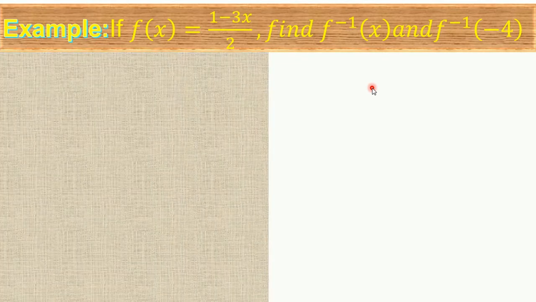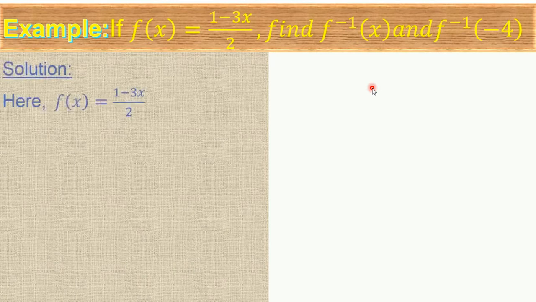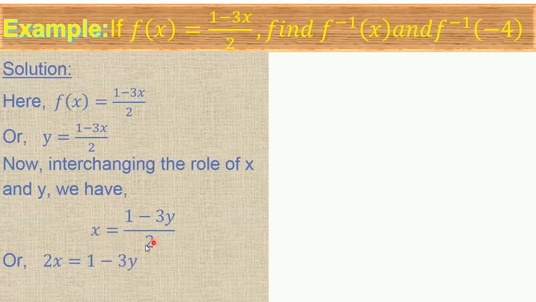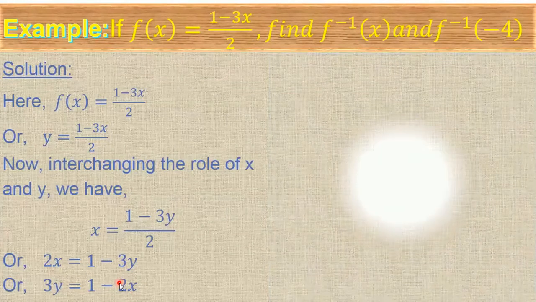Okay, so let's move on to the same problem, and you know the steps here. First, suppose that function fx equals y equals 1 minus 3x by 2, and now interchanging the role of x and y, we write x in place of y: x equals 1 minus 3y by 2. Now you have to do cross multiplication here. x into 2, 2x equals 1 minus 3y, and then solve for y. Bring that minus 3y to the left hand side, it will be plus 3y, and this 1 is as it is, and 2x goes to the other side, it will be minus 2x.